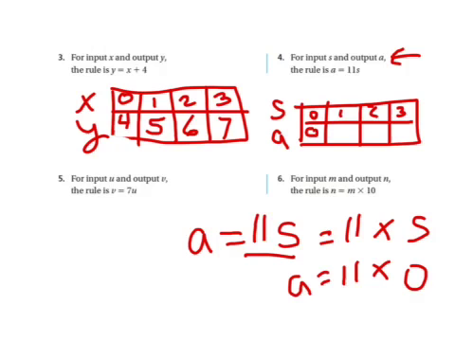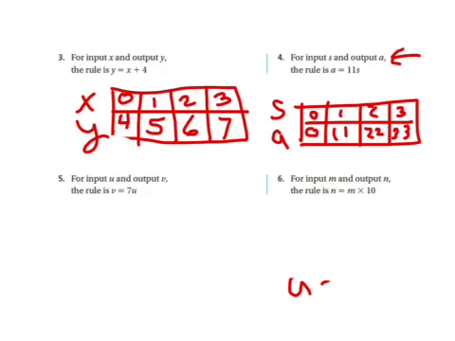So 0 is my first output. Next, my next input is 1, so that's 11 times 1, and that's 11. You can see why I picked the small numbers. My next input is 2. 11 times 2 is, oops, I erased that, 22. And my next input is 3. So 11 times 3, that is 33. Okay, and that's my input-output table for 11 times S. A equals 11 times S.